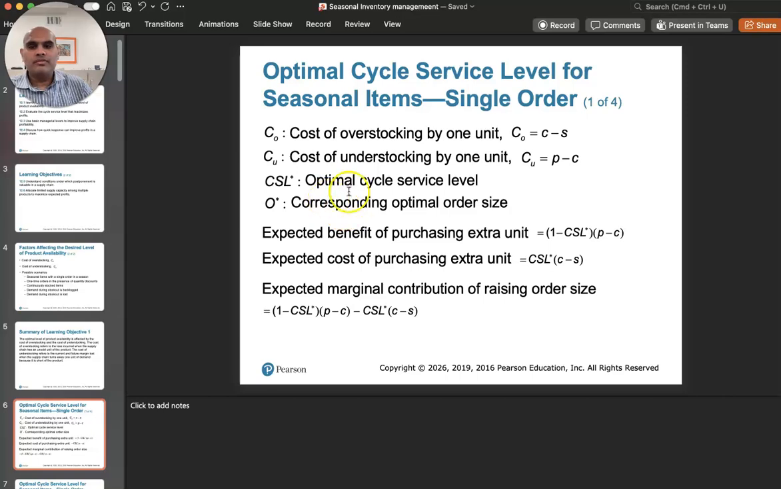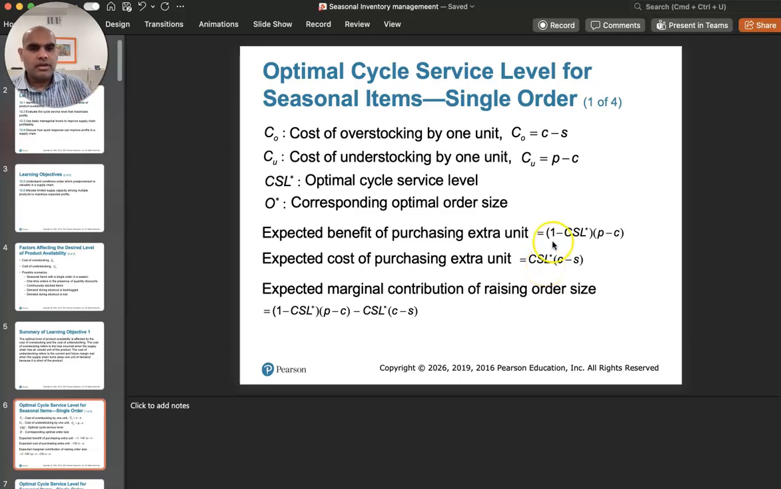Now, assuming that we are trying to figure out what our optimal cycle service level should be, and based off of that, we'll calculate the optimal order quantity, right? So the expected benefit of purchasing an extra unit is P minus C, the cost of understocking, times the probability of understocking, right? So CSL is the probability that you'll have items available.